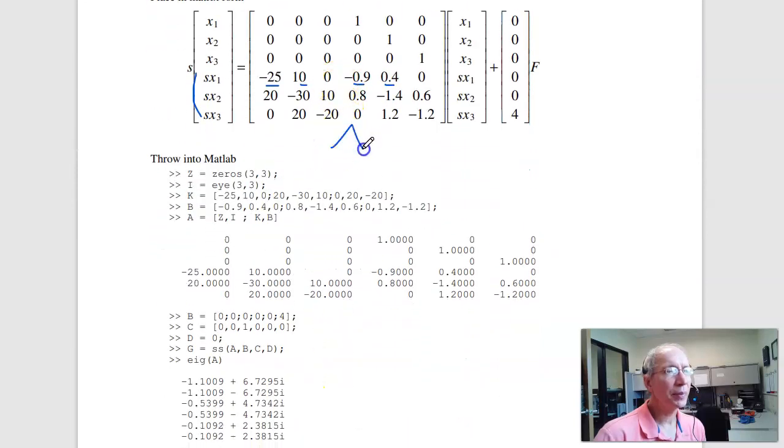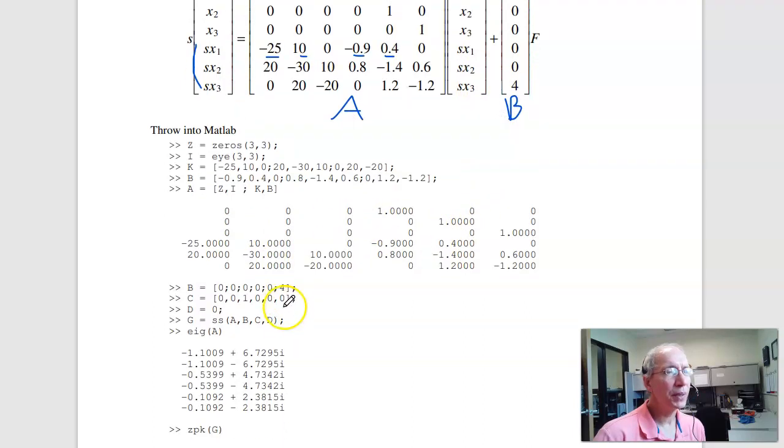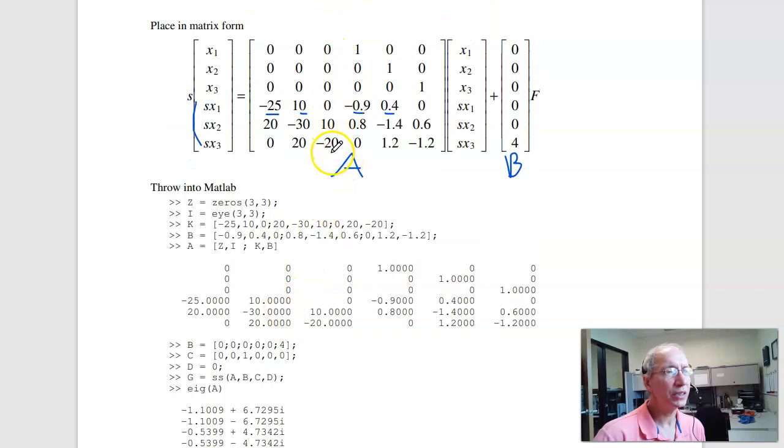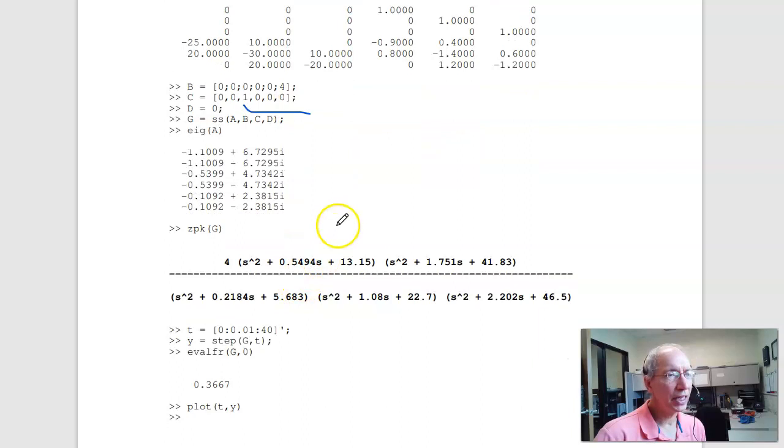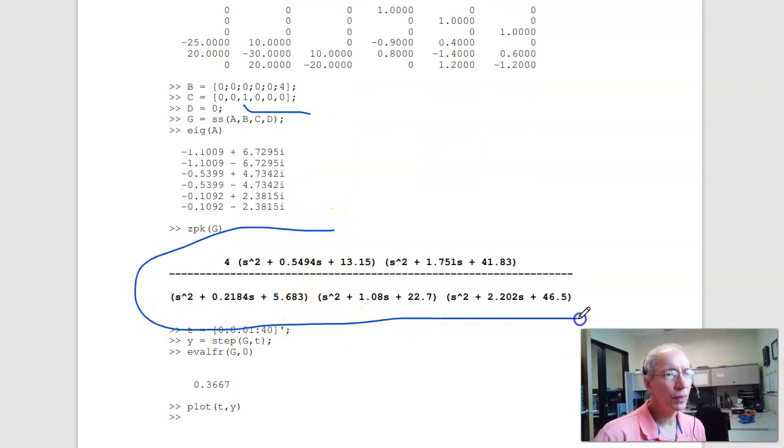Throw that into MATLAB. Here's your A matrix. There's your B matrix. By C matrix, I want to know the transfer function to x3, the third state. So I pull off the third state with C, input that into MATLAB, find the transfer function, and here you are. And note that the poles are the same as the eigenvalues.